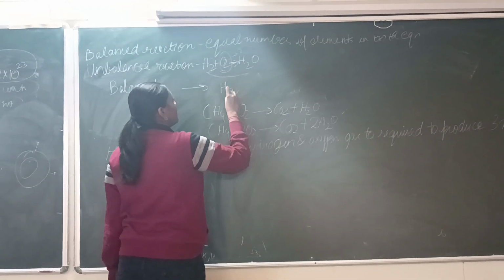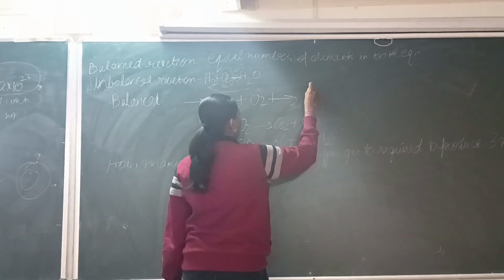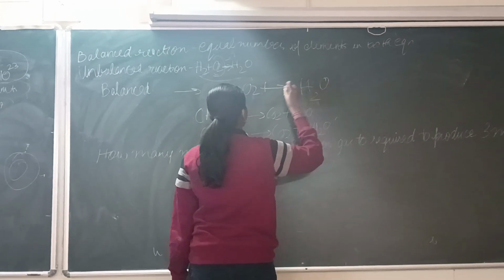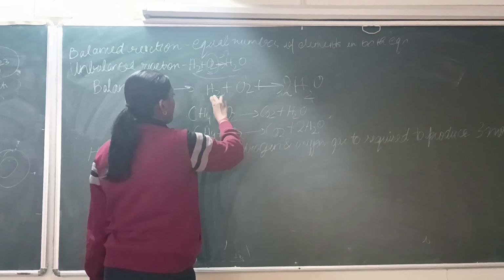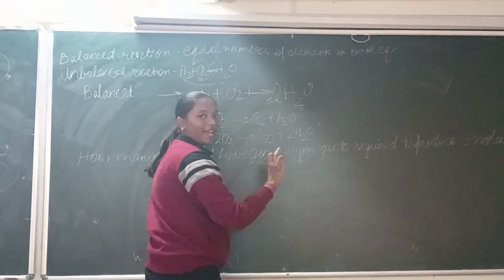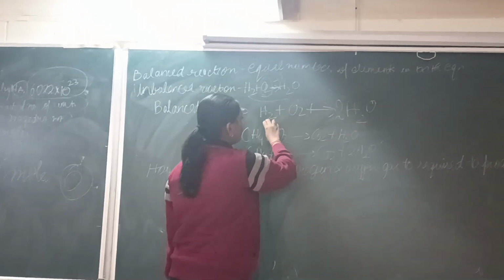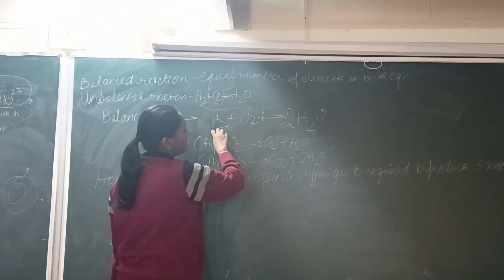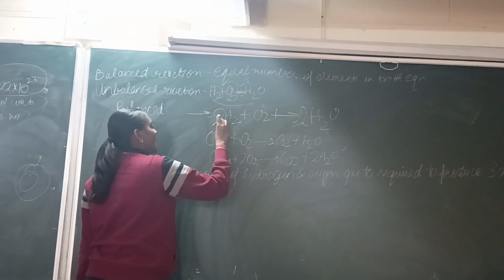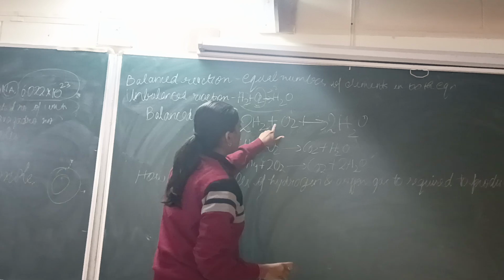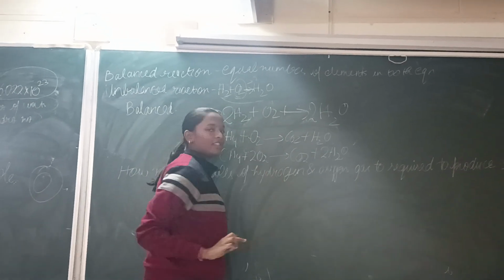For example, H2 plus O2 gives H2O. You can see that you are missing O's, so you will multiply it by 2 on the right side. Now the number of O's is balanced. It has 2 O's this side as well as this side. But now when you check again, you will see that the number of H is not balanced. So again you will multiply it by 2. So 2H2 plus O2 gives 2H2O. This is your balanced reaction.